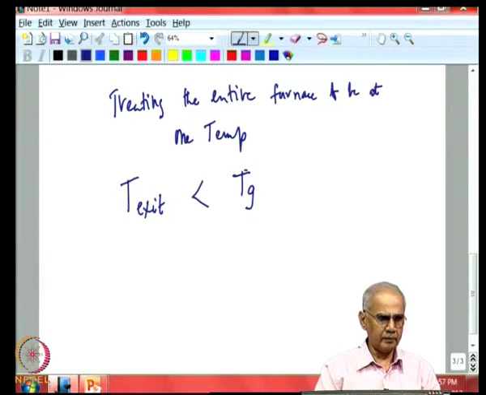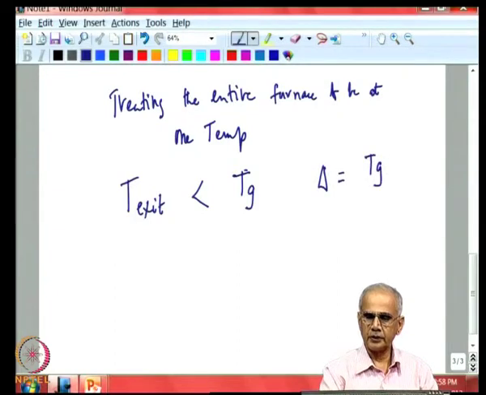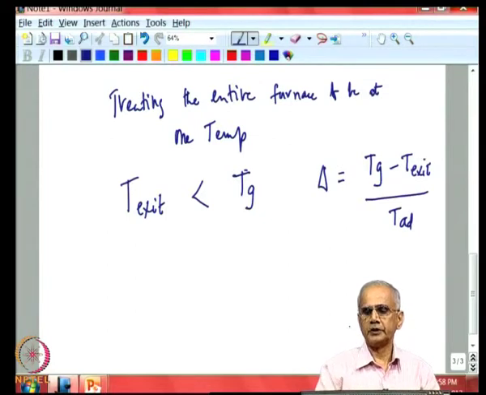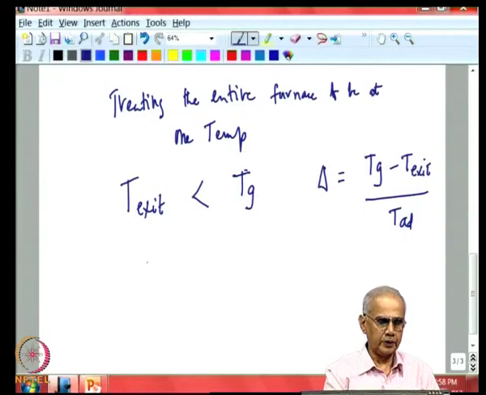So, this can easily be accounted for if you assume that the difference in temperature between the mean gas temperature and the exit temperature, divided by the adiabatic flame temperature, is the non-dimensional measure of this effect. You can rewrite those equations we developed last class, and that equation will change only slightly.